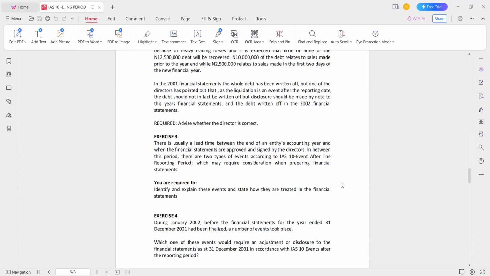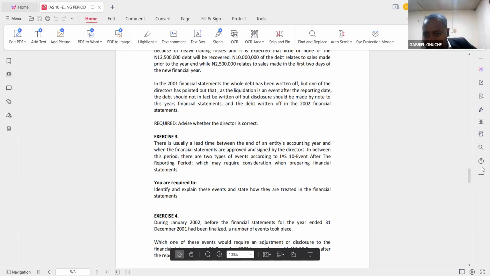So basically, for non-adjusting events, we make disclosures, but for adjusting events, we recognize the effect of those events. So we make changes to the financial statements. Yeah. All right, thank you. That is the third part.